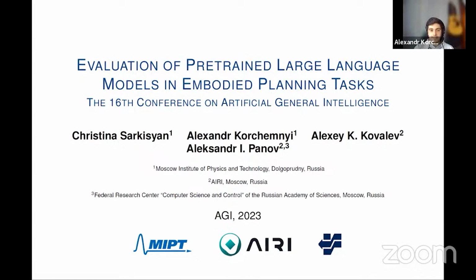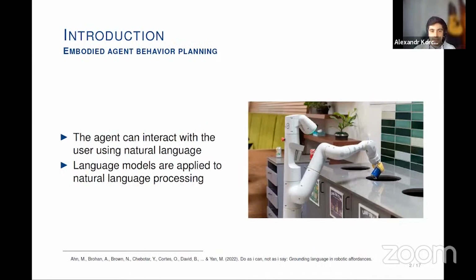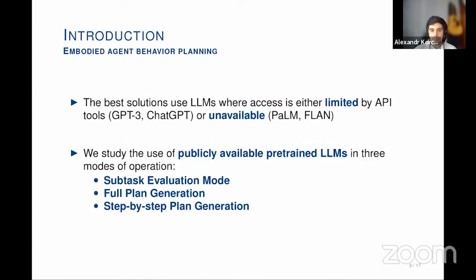Hi, everyone. I'm Alexandr Korchemnyi, and today I'm here with Christina Sarkisyan, and we're excited to present our work, evaluation of pre-trained large language models in embodied planning tasks. LLMs have found applications in embodied AI and robotics. Recent works show that LLMs are effective in generating plans even without feedback from the environment. Our study focuses on the use of publicly available pre-trained LLMs in three modes of operation, namely subtask evaluation mode, full plan generation, and step-by-step plan generation.